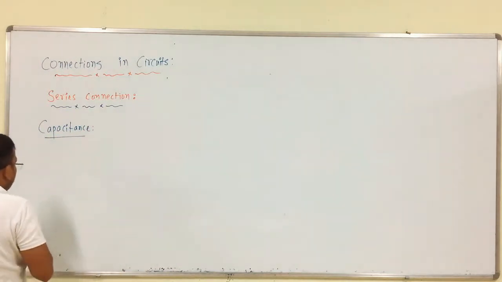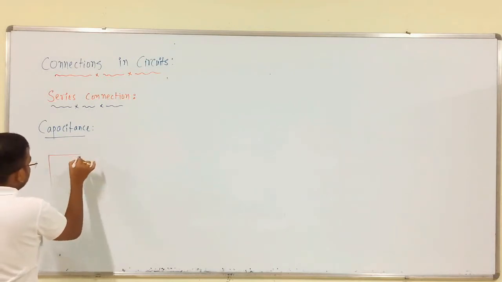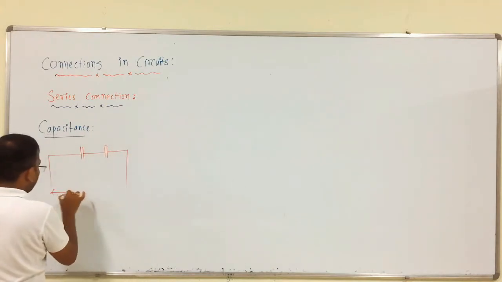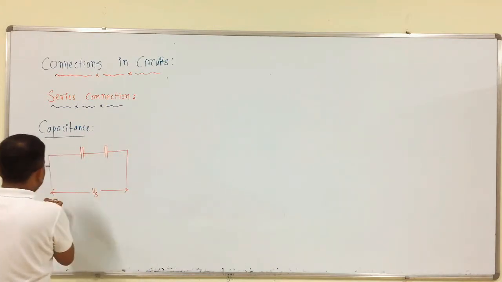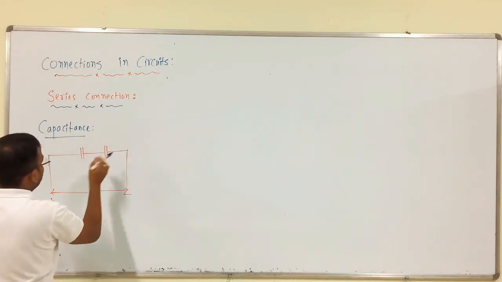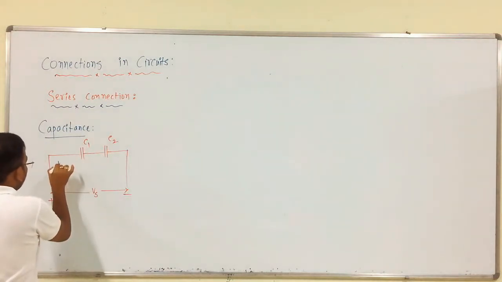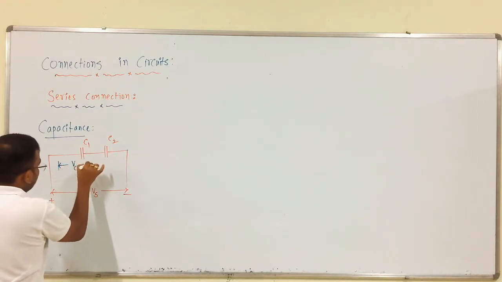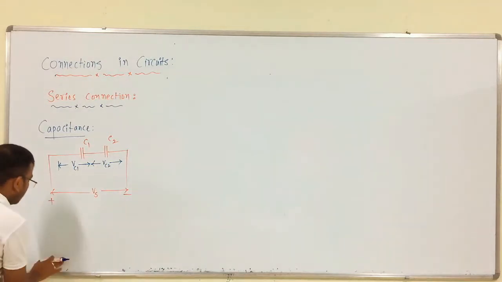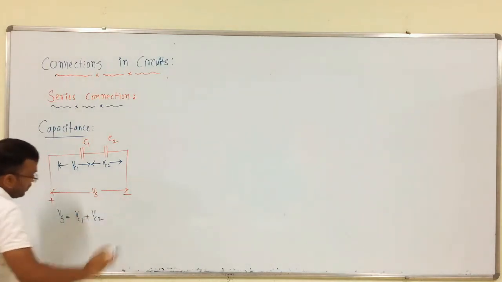Capacitance. Plus, minus, okay, this is C1, this is C2. The voltage across C1 is nothing but Vc1, the voltage across C2 is nothing but Vc2, that is it. Okay. So, by KVL, Vs is equal to Vc1 plus Vc2, right.